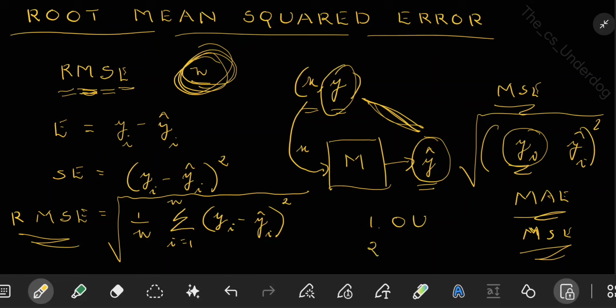Second advantage is it makes this error metric interpretable in the same units. So the reason is the same thing, but the point is it becomes interpretable. For you, it is easy to interpret.